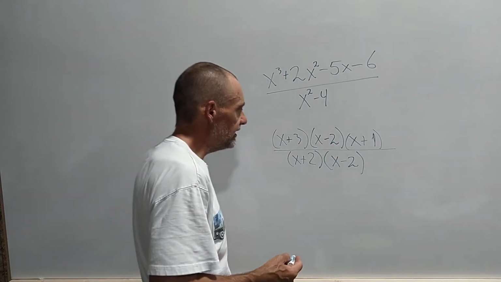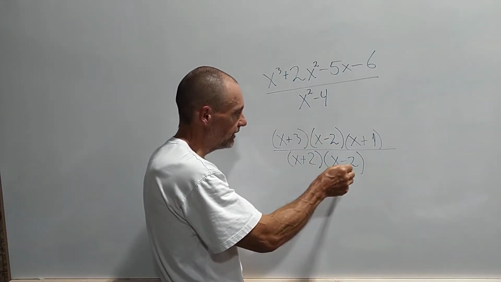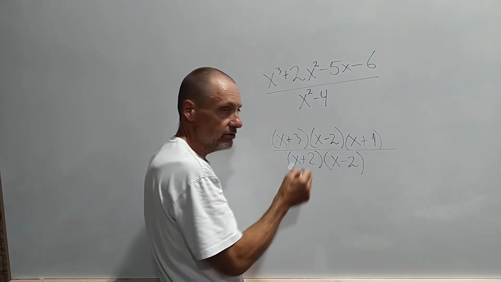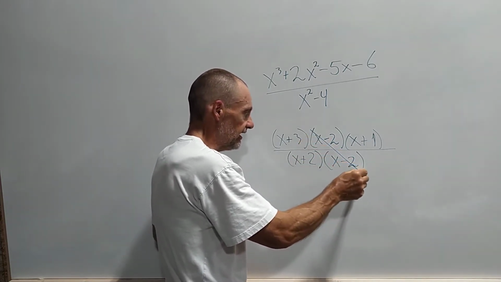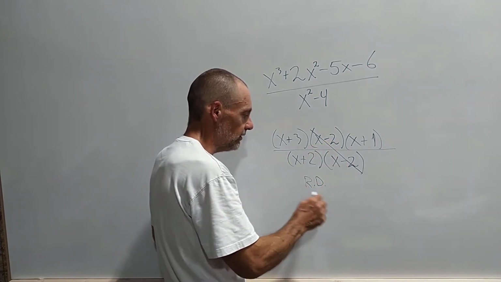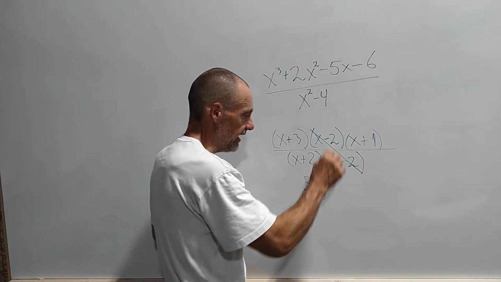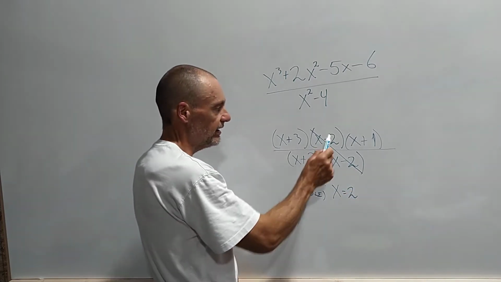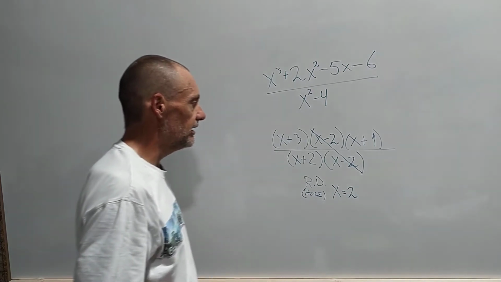Now we want to look at any common factors that we have on the top and the bottom, and you notice that here we have one that is identical, right? x minus 2, a factor of both the numerator and the denominator. We can cancel this. So there is a removable discontinuity, or a hole, in this graph at x equals 2, right? We said x minus 2 equals 0, so x equals 2, there's a removable discontinuity.